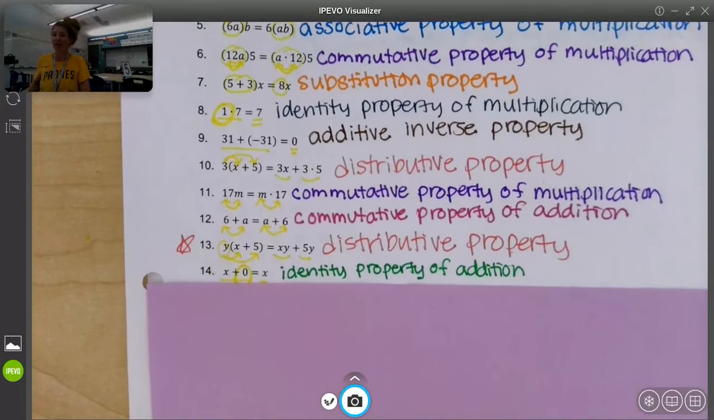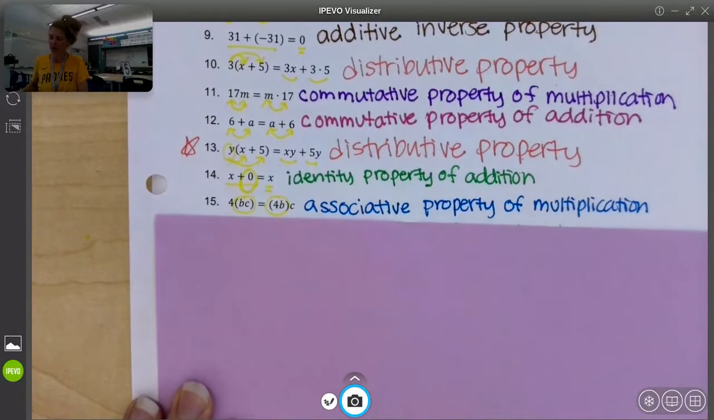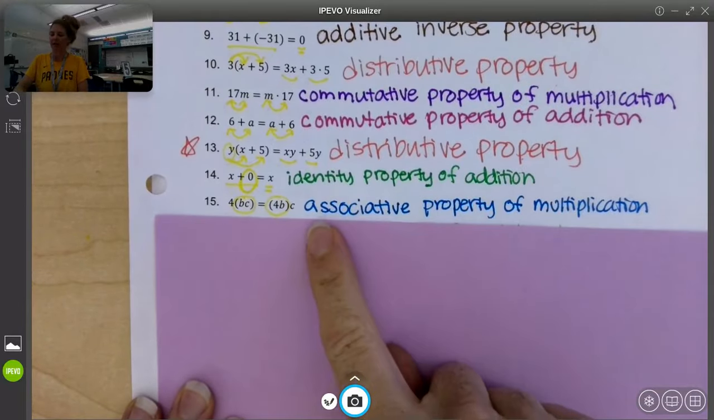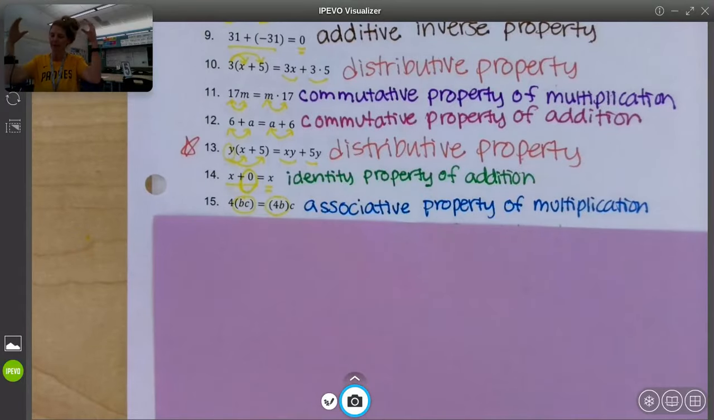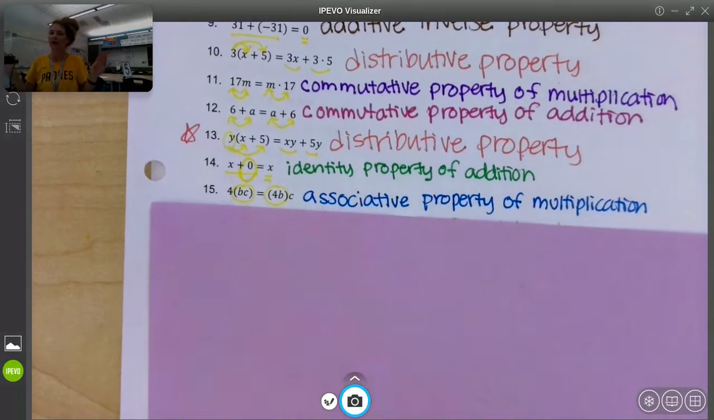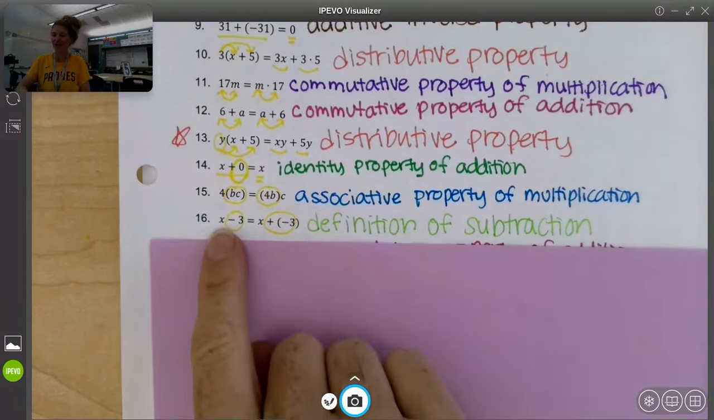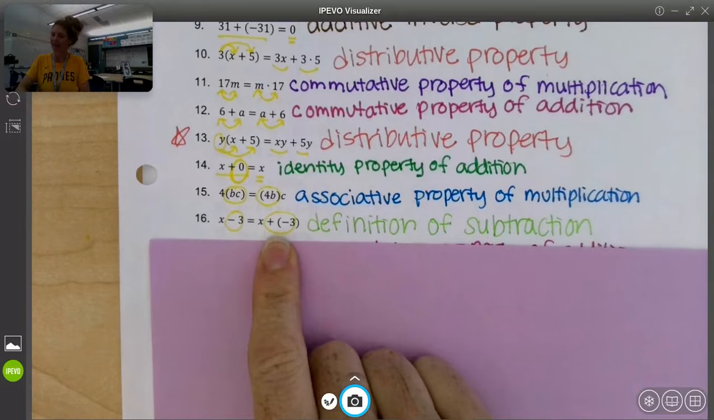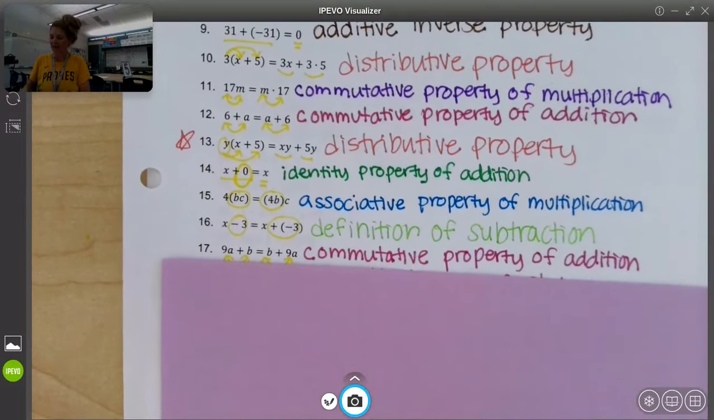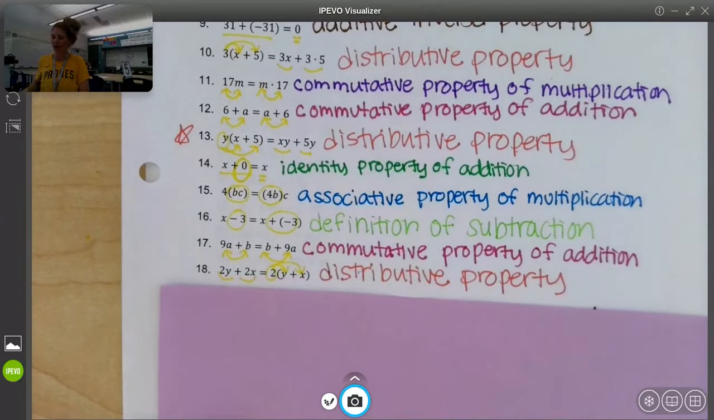Next one, identity property of addition, adding 0 to anything is that anything. Associative property multiplication. Associative property has S's and C's. That's what moves those parentheses. And again, 4BC, 4BC, the numbers did not move. 16, definition of subtraction. Subtracting a number is the same as adding its opposite. 17, commutative property of addition. We switched the order and we're adding.